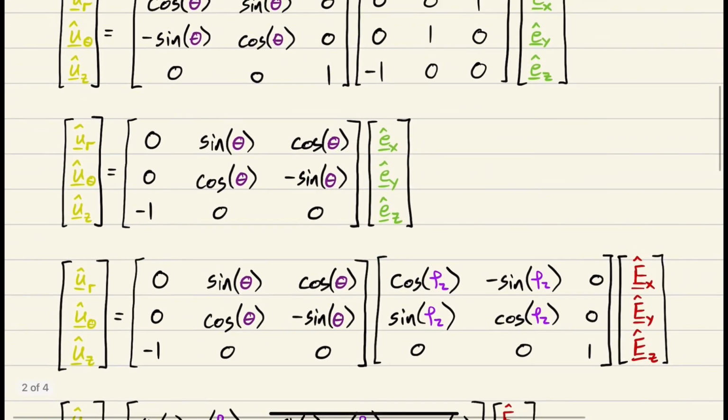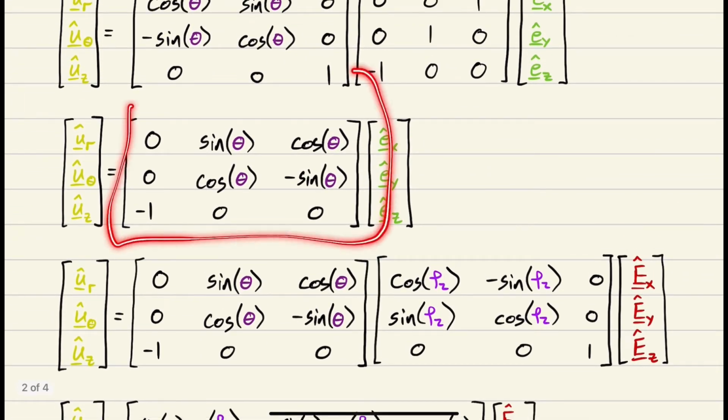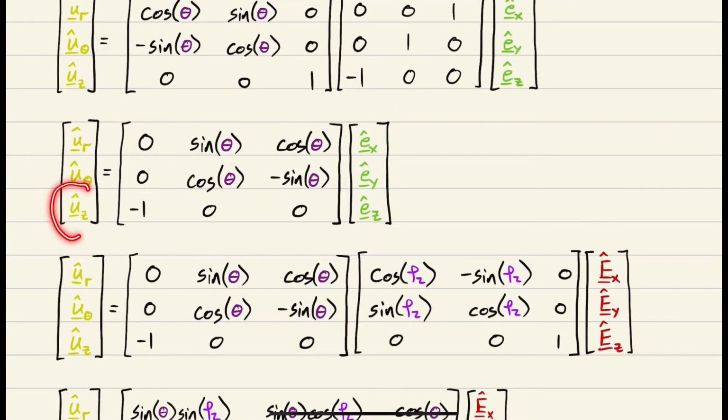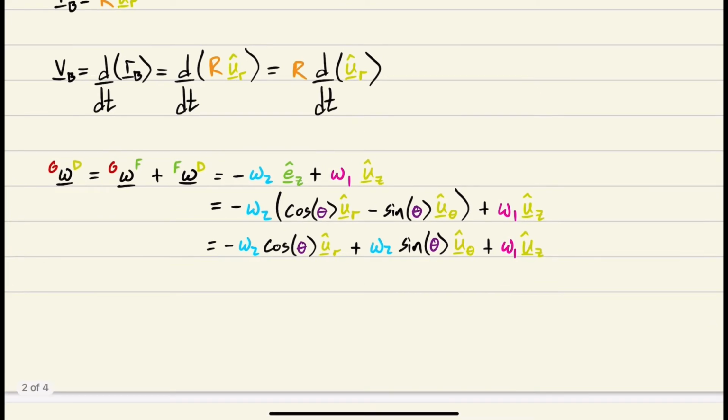Omega 1 UZ. And this direction cosine matrix shows what I was just saying, right? UZ is equal to negative EX. All right, so we have our terms written out. So we have negative omega 2 EZ, that was F in G, and then we have omega 1 UZ, that was D in F. I want these all to be in the same basis. It's going to make our lives easier. And since we're looking at the rate of change of this yellow vector, I'm going to write them all in terms of the yellow basis.